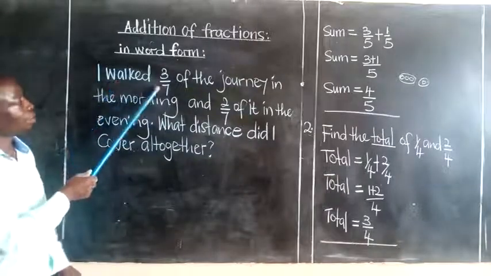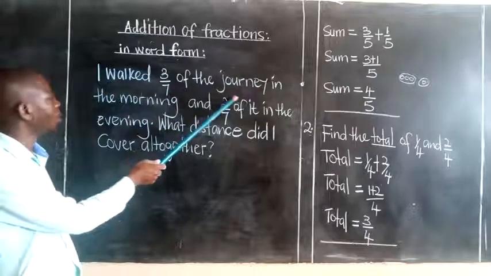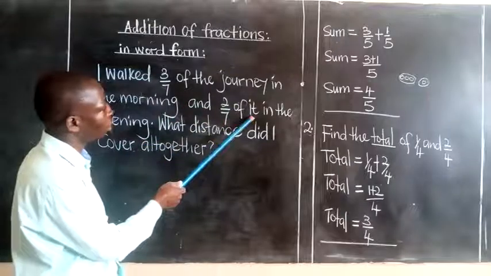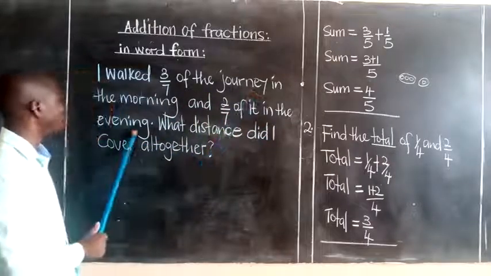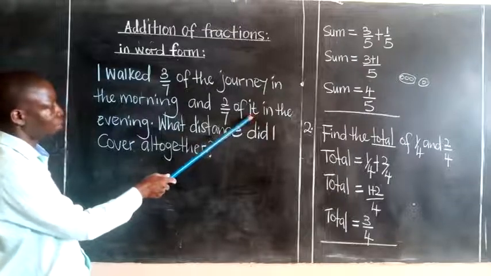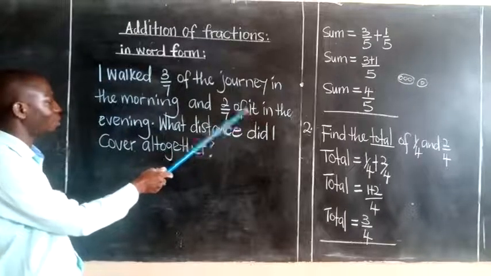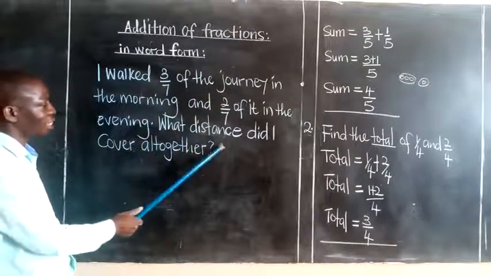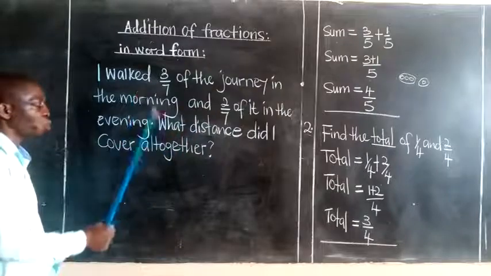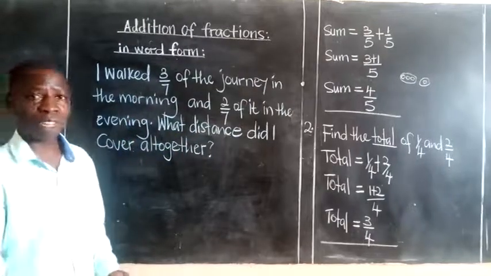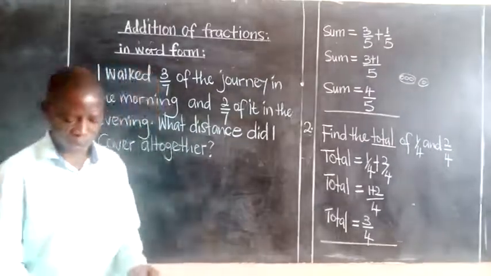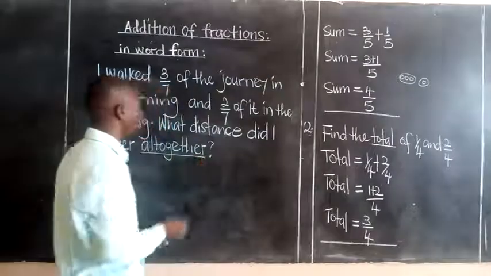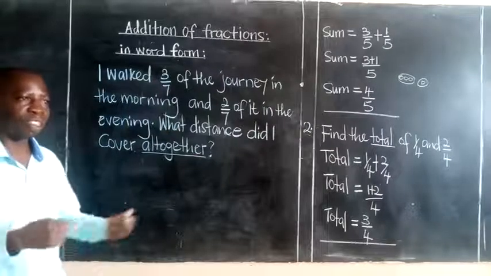I walked 3/7 of the journey in the morning and 2/7 of it in the evening. It stands for the journey. Then we are saying, what distance did I cover all together? So our keyword is all together. We said all together means addition, means total.